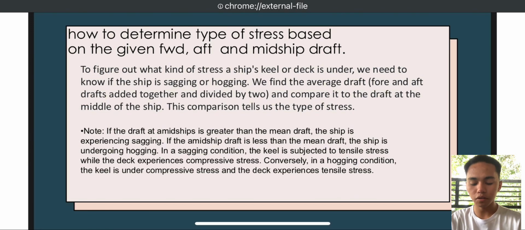Note, if the draft at the midship is greater than the mean draft, the ship is experiencing sagging. If the midship draft is less than the mean draft, the ship is undergoing hogging. In a sagging condition, the keel is subjected to tensile stress, while the deck experiences compressive stress. Conversely, in a hogging condition, the keel is under compressive stress and the deck experiences tensile stress.